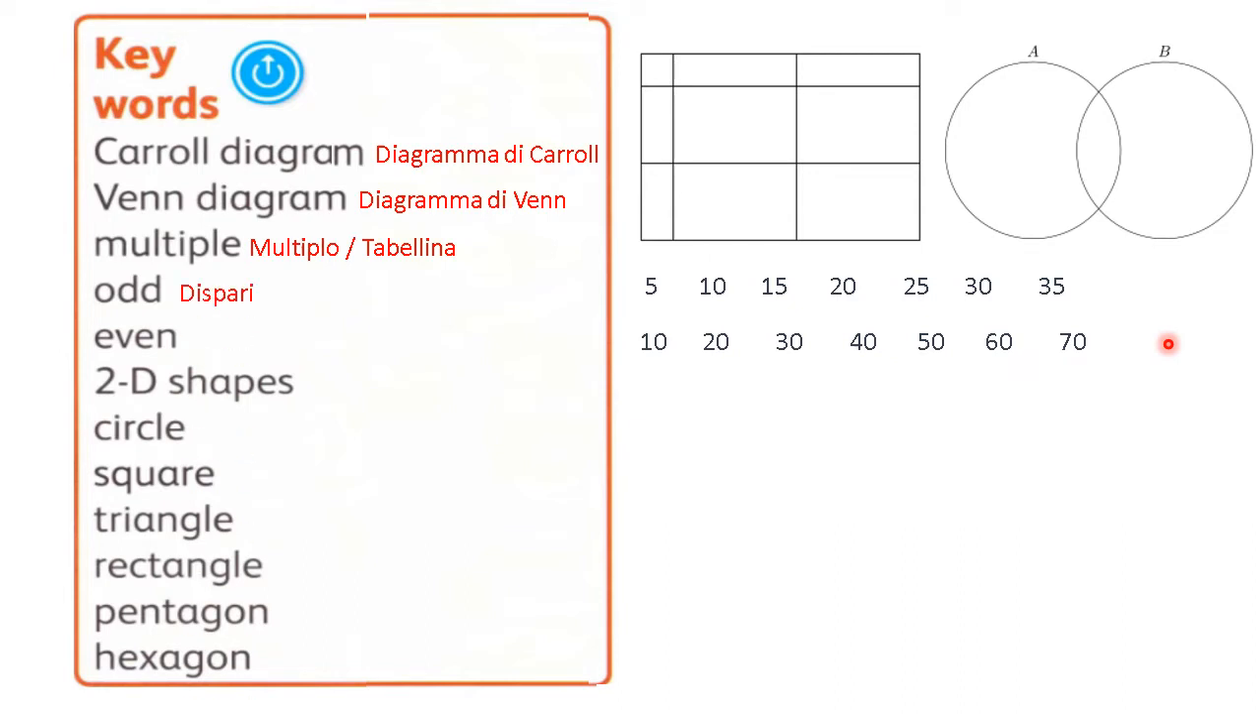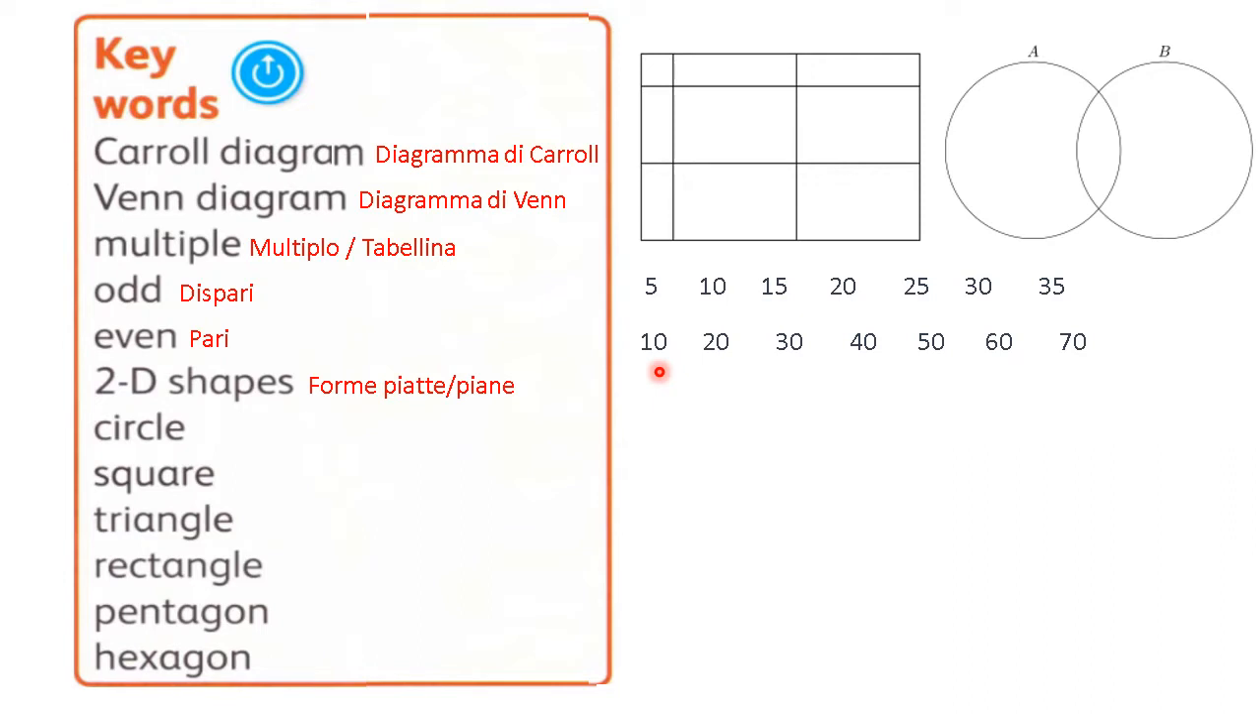Odd and even. We saw these words about a month ago. Odd. 5 is an odd number because if I make pairs or groups of 2, I have 1 extra. 10 is even because if I make pairs, I do not have 1 extra.